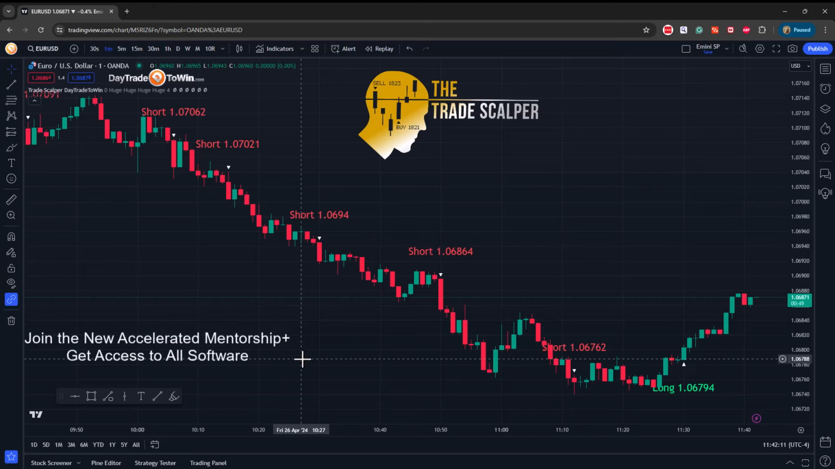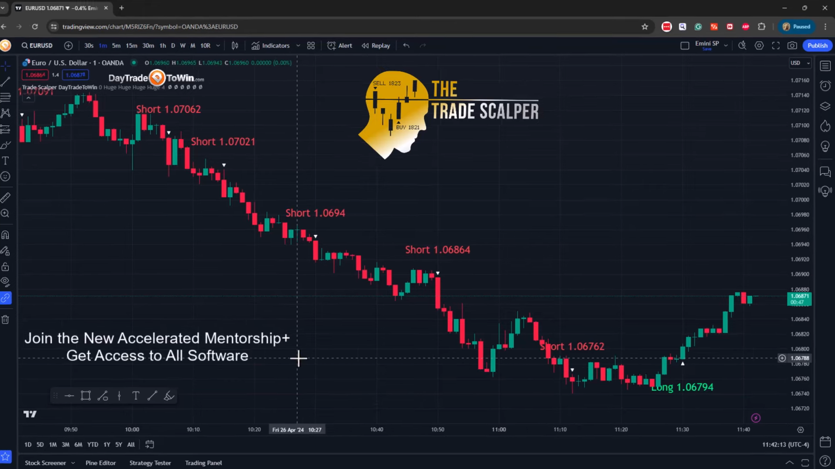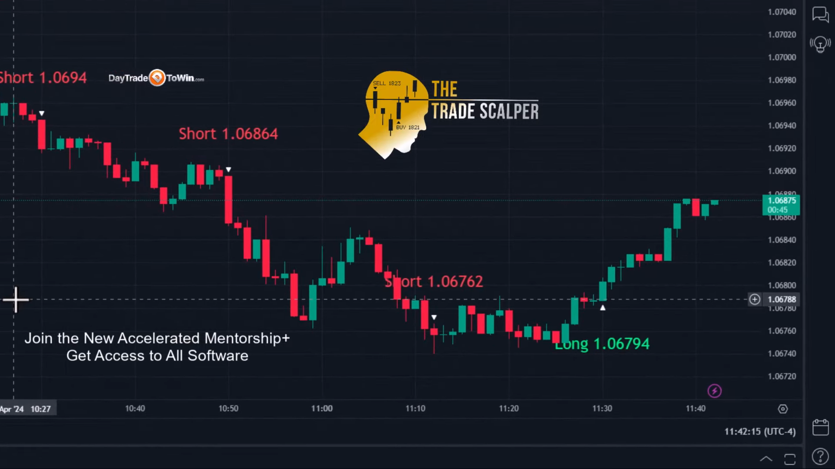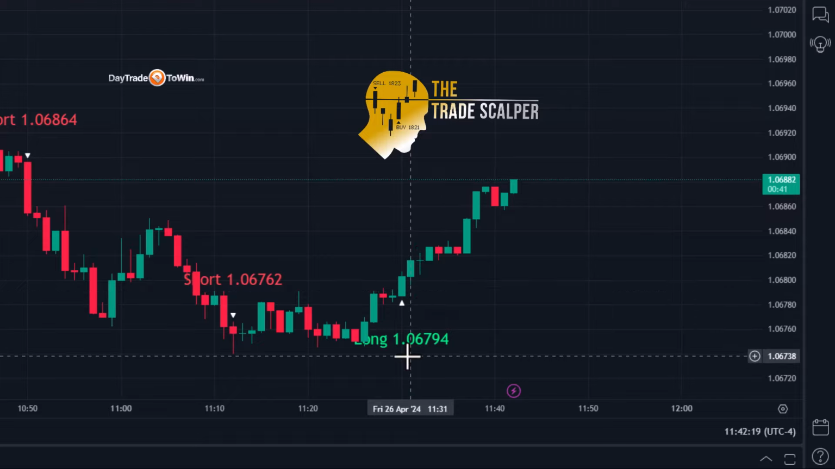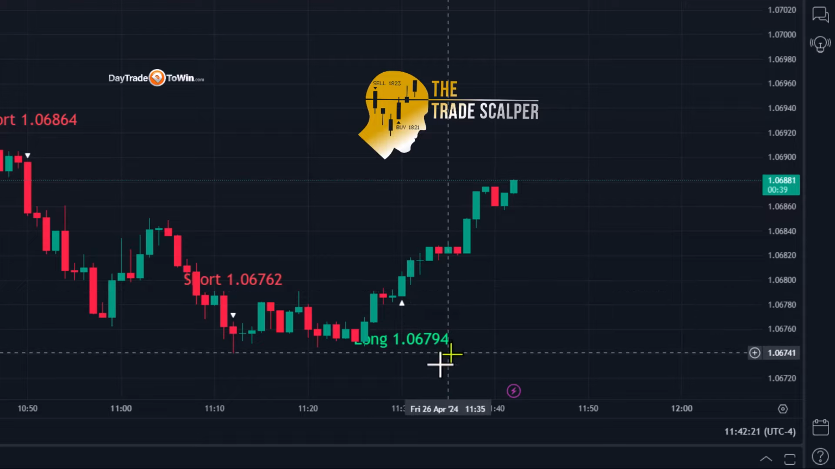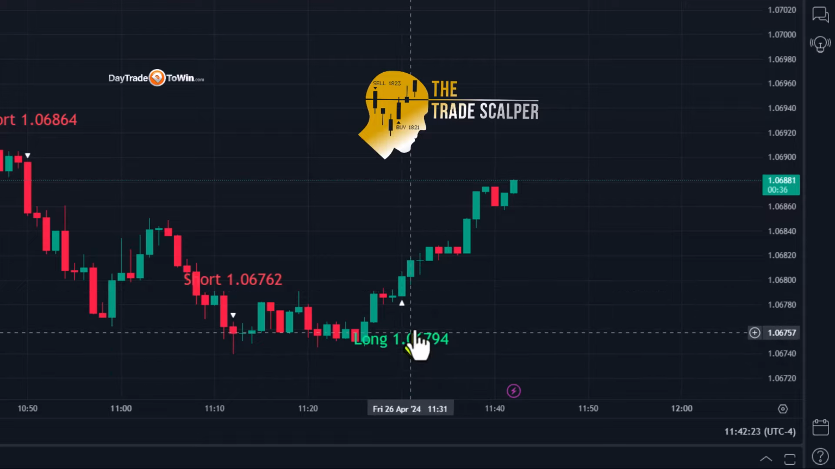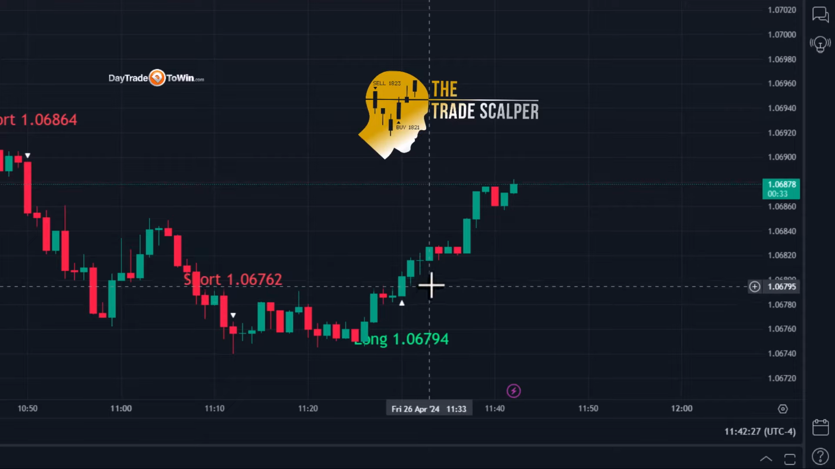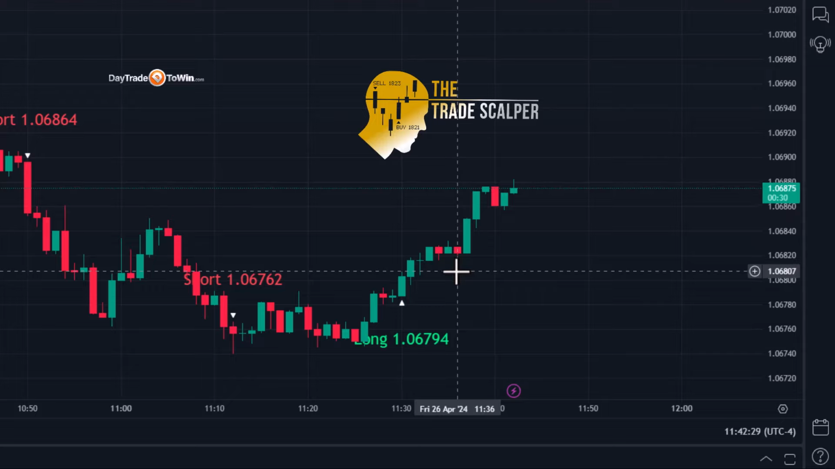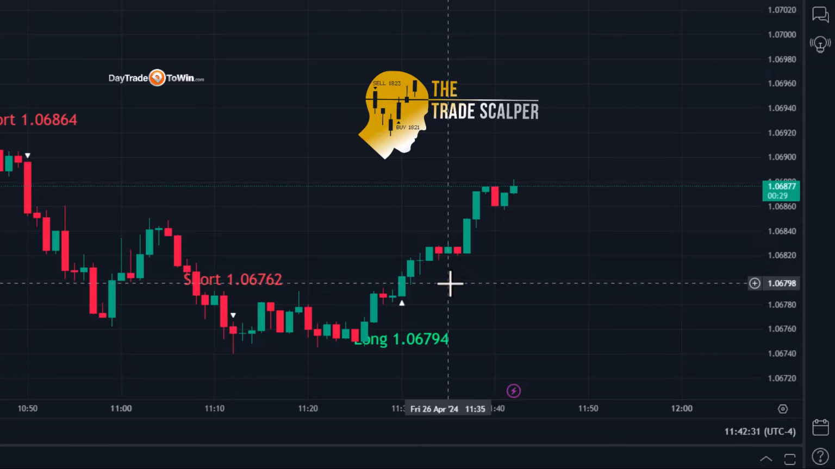Now I do see here a long signal at 1.067, so going long here would have been a good opportunity, but if you're waiting for the next trade, wait until we have another long signal. Now you'll have two signals that are going long. That would tell me that we're now heading back to the upside.